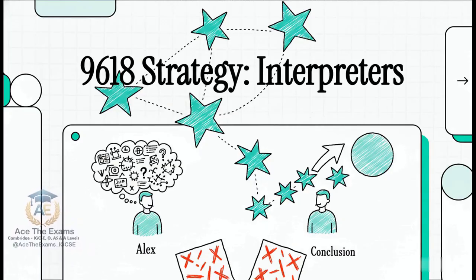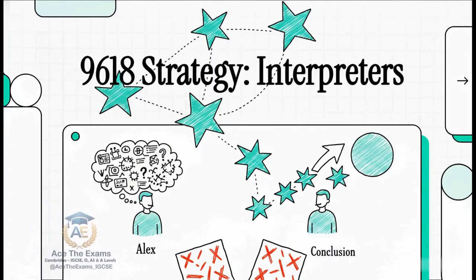And then you have Sam. Sam rushes. Sam sees the word interpreter, panics about the time, completely ignores the command word requirements, and writes a vague, half-finished answer. If we look at the examiner reports, papers are losing huge marks precisely because students like Alex and Sam are missing the ultimate system.